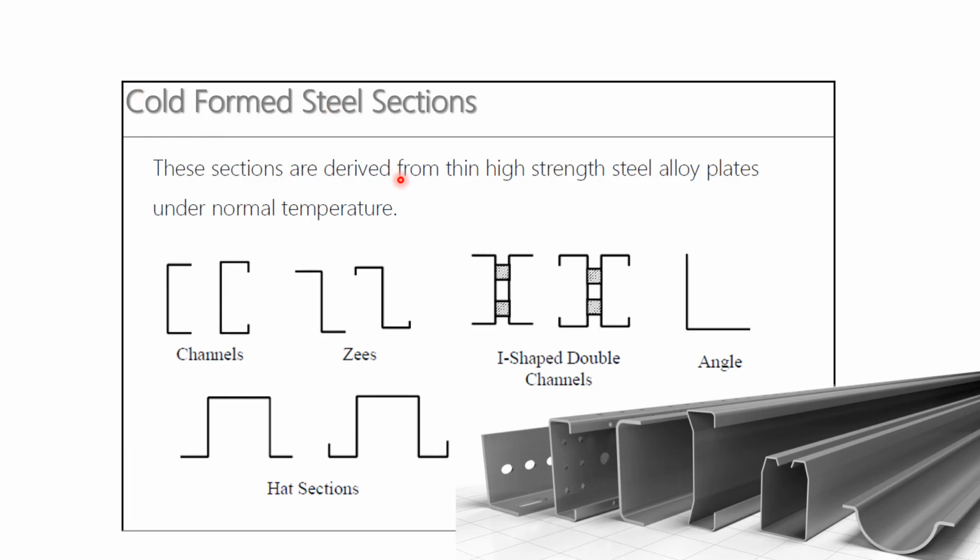Cold form steel sections, after the hot roll forming of steel sheets, we convert the steel sheets into the sections, and we use these types of section for purlins in the steel roofs, corrugated sheets. So all these are cold form steel sections. There is a channel, Z section, I-shaped, double channel, angle, hat sections. So these are cold form sections.